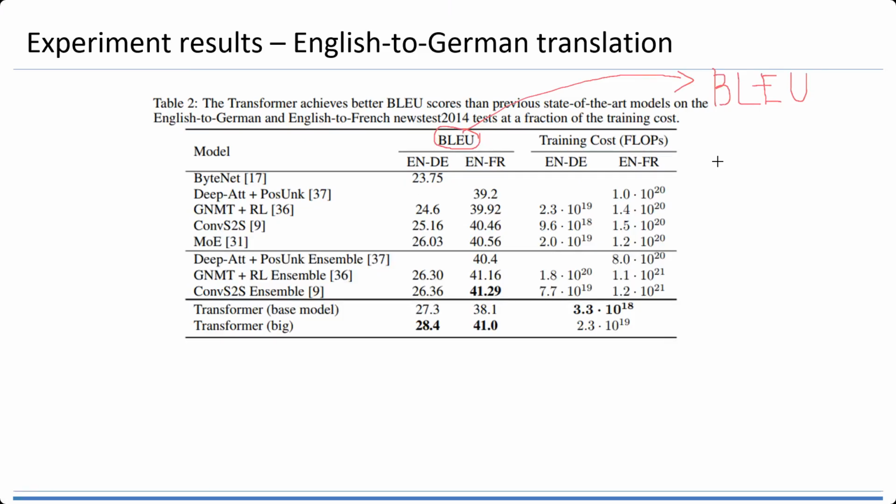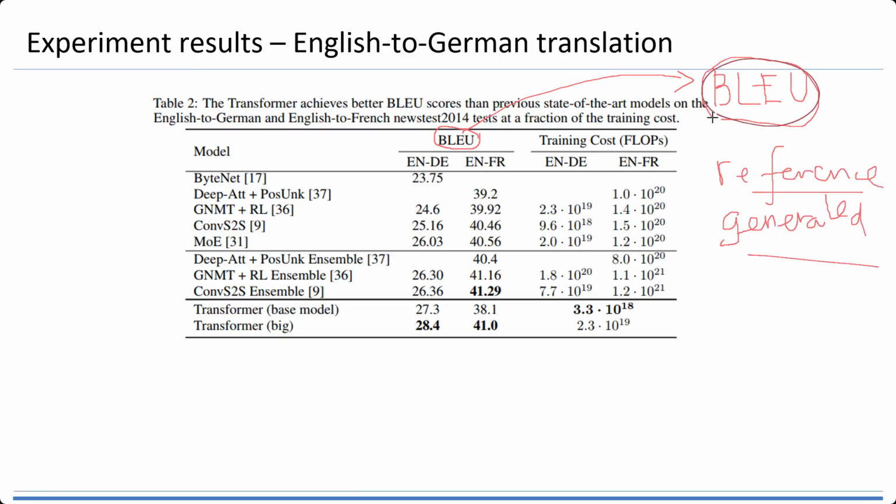So we have the reference and we have the generated text. You need to compare between the reference and the generated text, and we need to get the BLEU score. So this is the BLEU score. You can refer to the material on week 5 or 6 about the metrics.